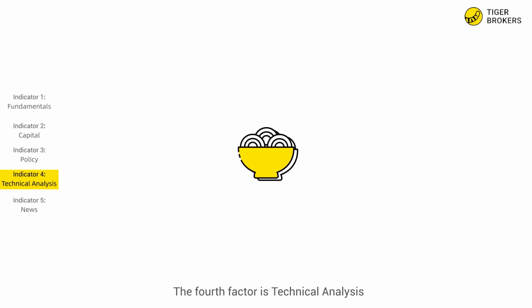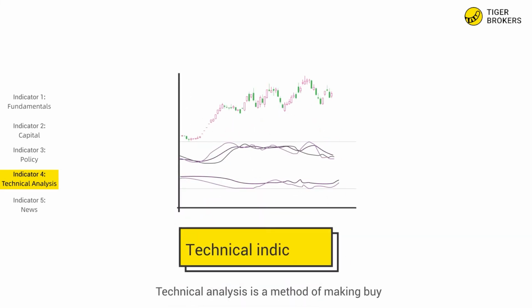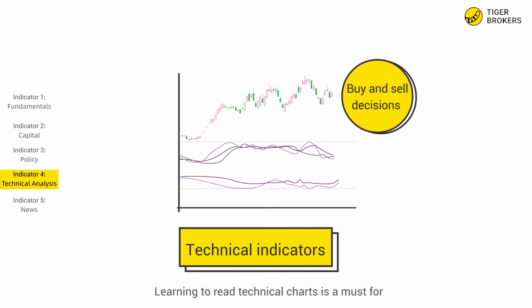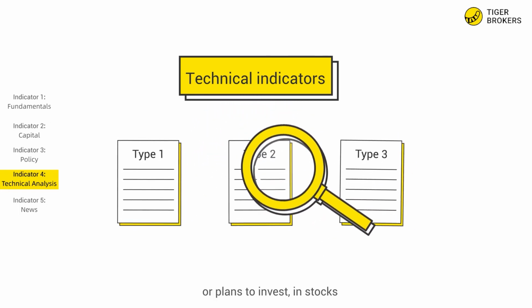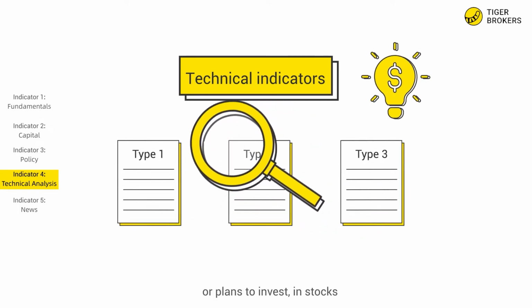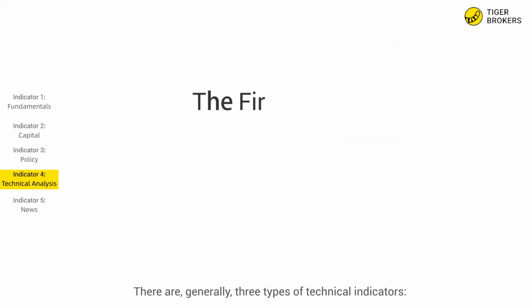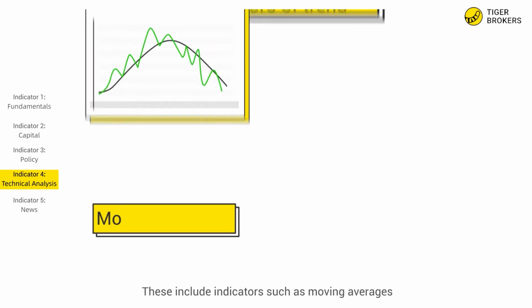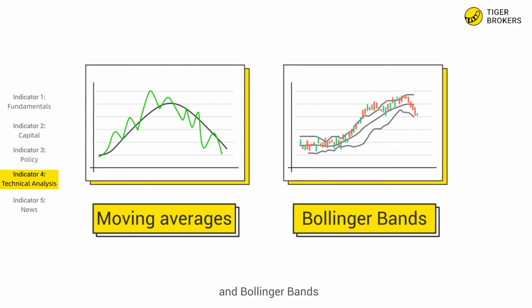The fourth factor is technical analysis. Technical analysis is a method of making buy and sell decisions by looking at stock charts. Learning to read technical charts is a must for every student who invests or plans to invest in stocks. There are generally three types of technical indicators. The first is the technical indicators of trend. These include indicators such as moving averages and Bollinger Bands.